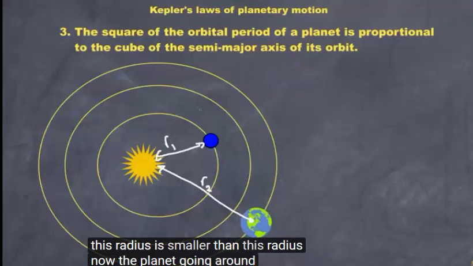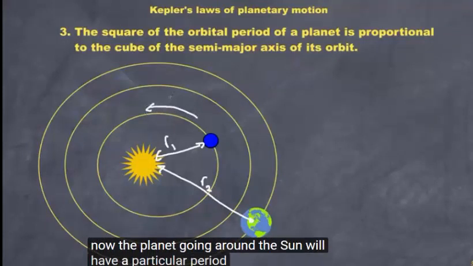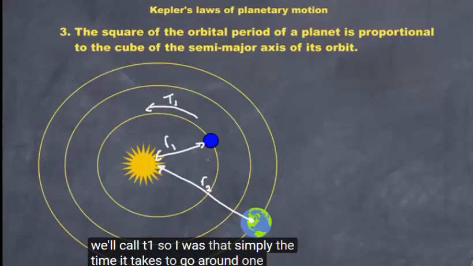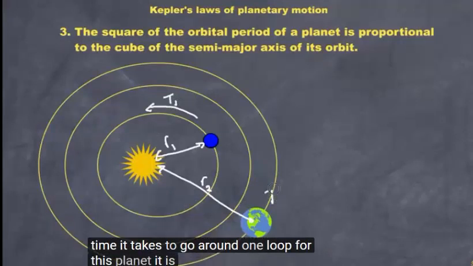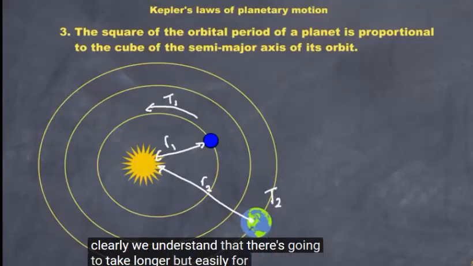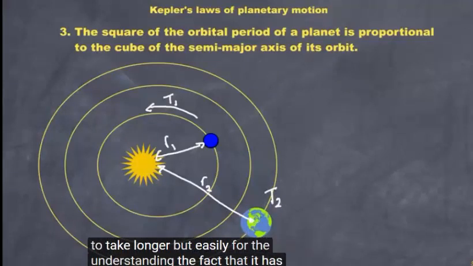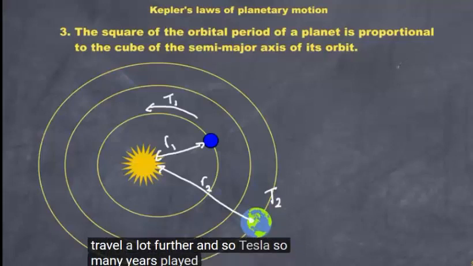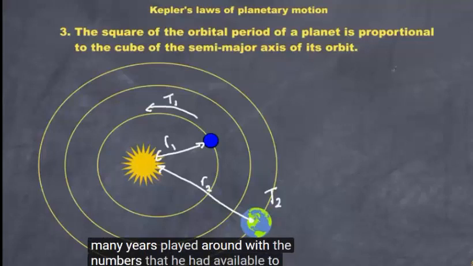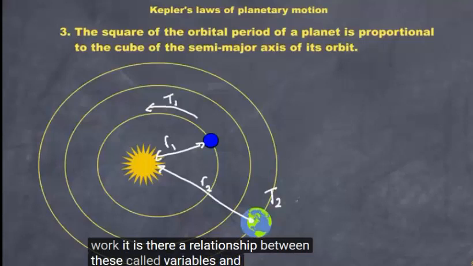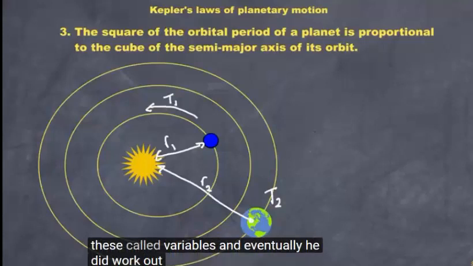The planet going around the sun will have a particular period, and that period we'll call T1. In other words, that's simply the time it takes to go around one loop. For this planet, it is T2, and clearly it's going to take longer because it has to travel a lot further. And so Kepler for many years played around with the numbers available to him to work out whether there is a relationship between these four variables. And eventually he did work it out.